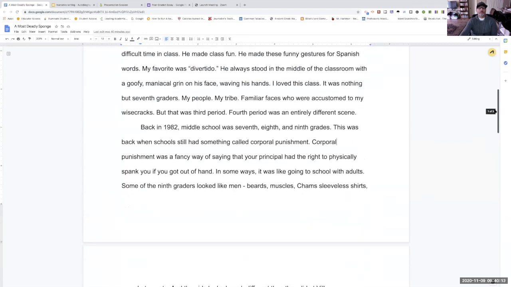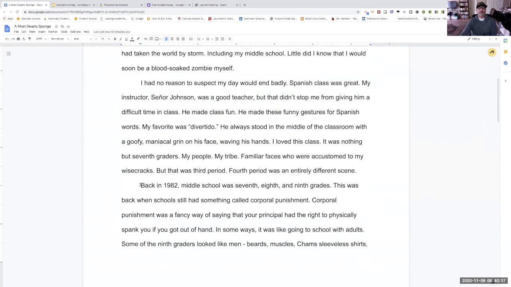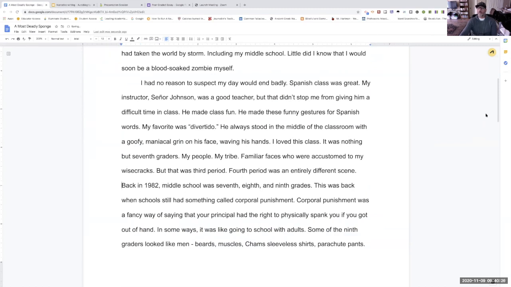So all of this here, even though I made it a separate paragraph because I don't want somebody to look at a huge block of text because they're probably not going to want to read it, is essentially all one big paragraph.